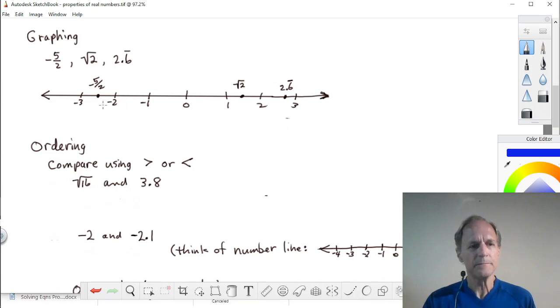So, for example, -5/2 goes right here because that's -2.5, right between -2 and -3. Square root of 2, we can approximate it. It's about 1.4, as we just said. So you could put it right there on the number line. 2.6 with the repeating 6, that's going to be about 2 2/3. So it goes about right there between the 2 and the 3, but closer to the 3.